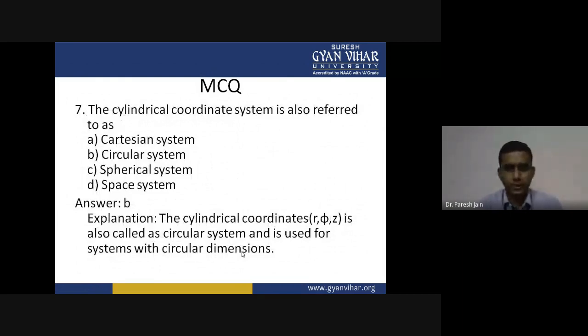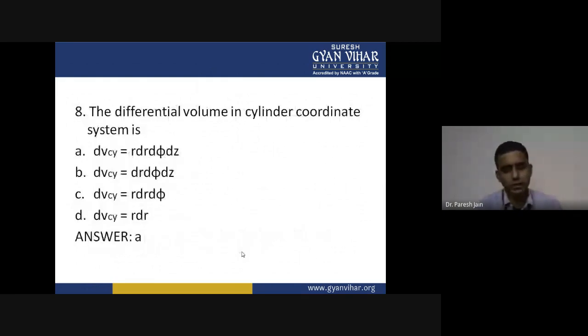The cylindrical coordinate system is also referred to as: Cartesian system, circular system, spherical system, or space system. The explanation is that the cylindrical coordinate system is the circular system. We have already discussed that it is known as a circular system because rho, phi, z are the coordinates of the cylindrical coordinate system. So it is used for systems with circular dimensions.